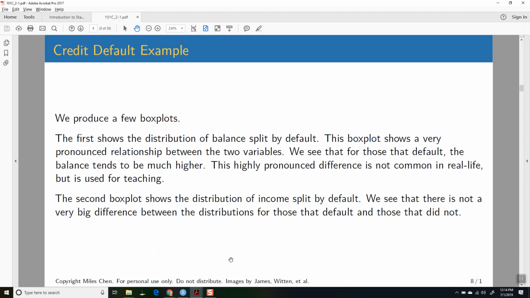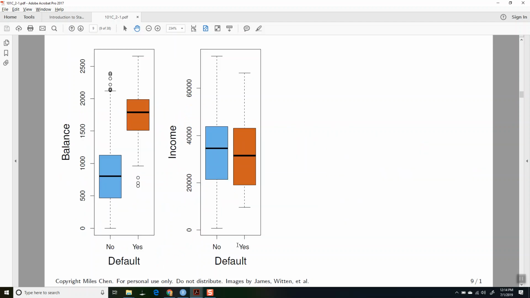And then we can make a few box plots. This just summarizes what I'm going to say. If we look at the balance for who defaults, yes and no, we can see that for those that do default, their balance is much higher. Those that don't, the balance is much lower, as far as the median and things like that. And as far as income goes, for those that default and those that don't, the income distributions are relatively similar, okay? So this indicates that when we fit a model, we should probably use balance as a predictor versus income, okay?